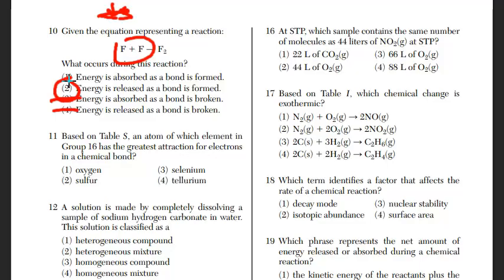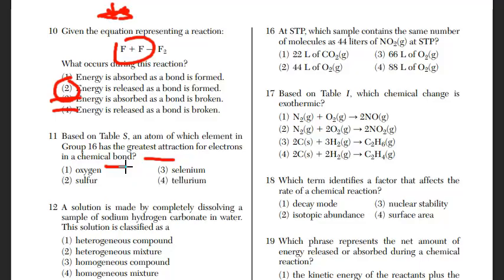For question 11, we got to go to reference table S. It says an atom of which element in group 16 has the greatest attraction for electrons in a chemical bond. Well, here's the definition again. This definition is for the word electronegativity. You have to know it. It shows up, just like the word isotope showed up already. Allotrope, even though the word wasn't used, showed up already. Electronegativity is going to show up on your test.